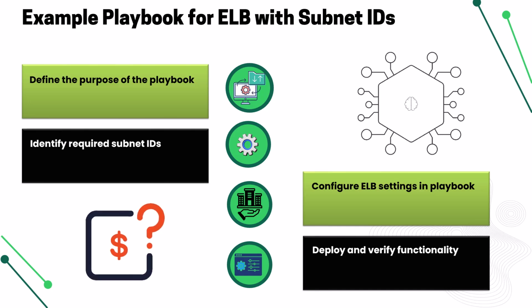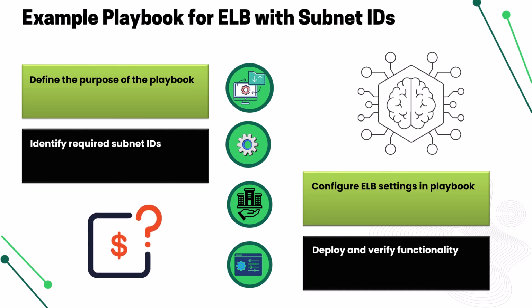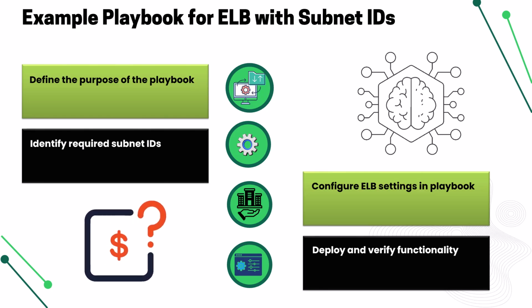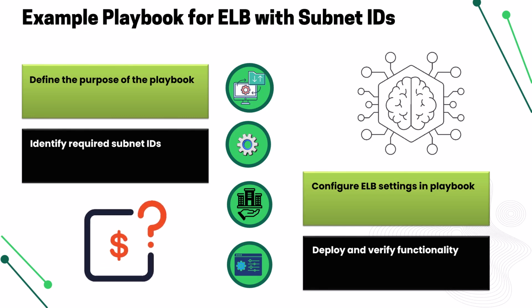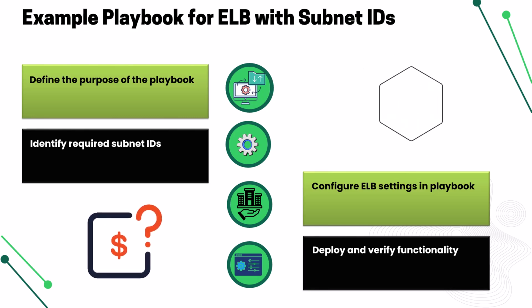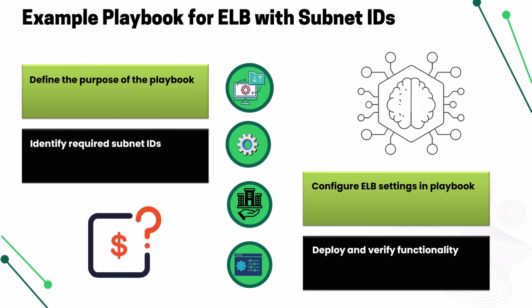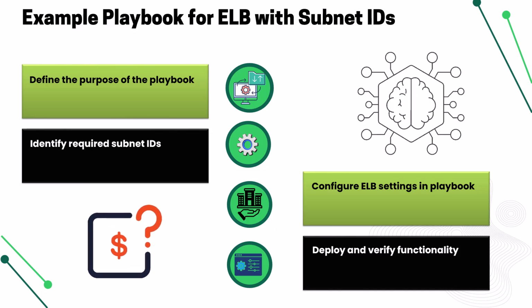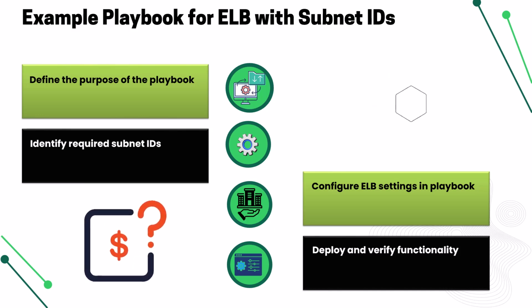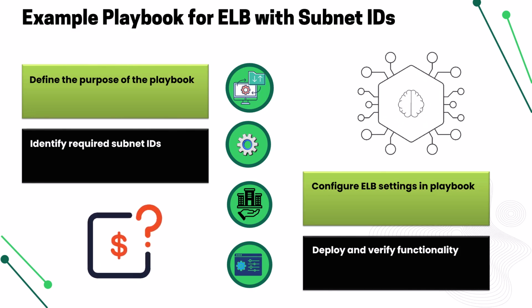Alright folks, let's talk about making your ELB work flawlessly with the right subnet ID. First, we need to define why we need this playbook. It's like GPS, it gives direction. Then we grab the right subnet ID, because misplacing them is like losing your house keys. Next, configuring ELB settings ensures smooth operation. And finally, a good deployment ensures everything functions as expected. Because nobody likes last-minute firefighting.